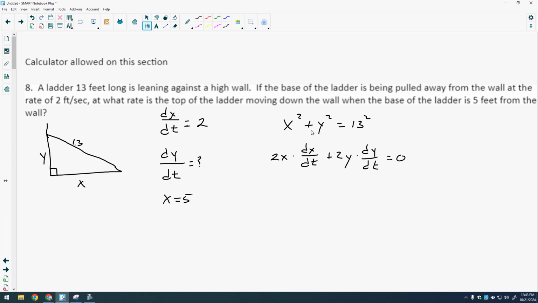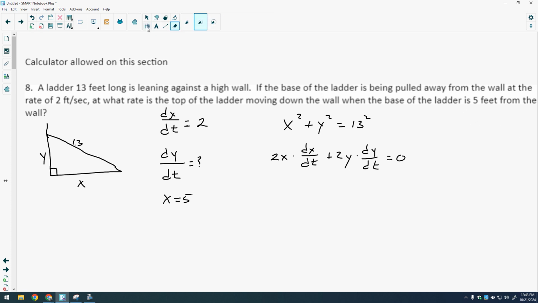In some of the volume problems that we did earlier, the reason we replaced it is because we had volume equals 1/3 pi r squared h. I have three variables, and it's kind of nice to only have two, especially when you only know information about two of the three.